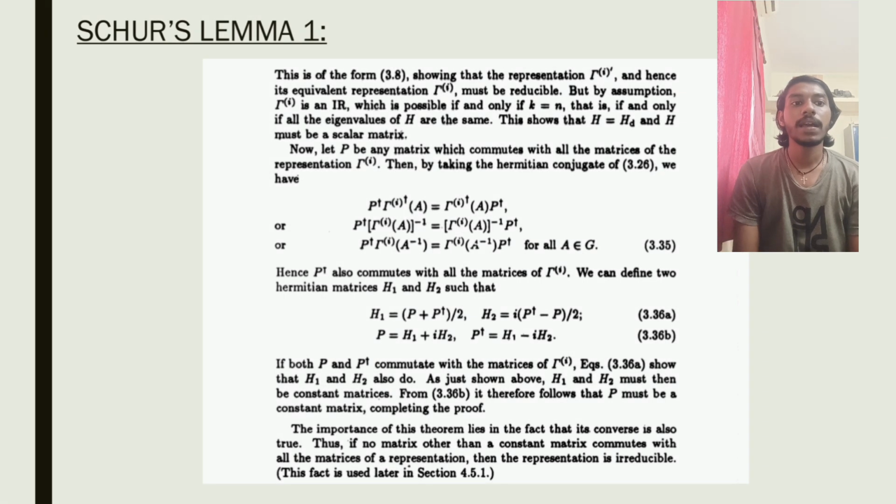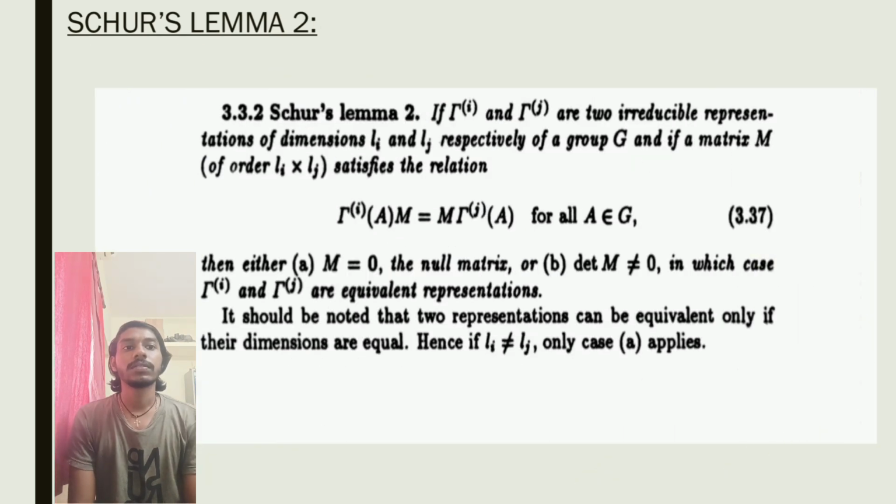If both P and P dagger commute with the matrices of Γ_i, equation 3.36a shows that H1 and H2 also do. As just shown above, H1 and H2 must then be constant matrices. From 3.36b, it therefore follows that P must be a constant matrix, completing the proof. The importance of this theorem lies in the fact that its converse is also true. Thus, if no matrix other than a constant matrix commutes with all the matrices of a representation, then the representation is irreducible.